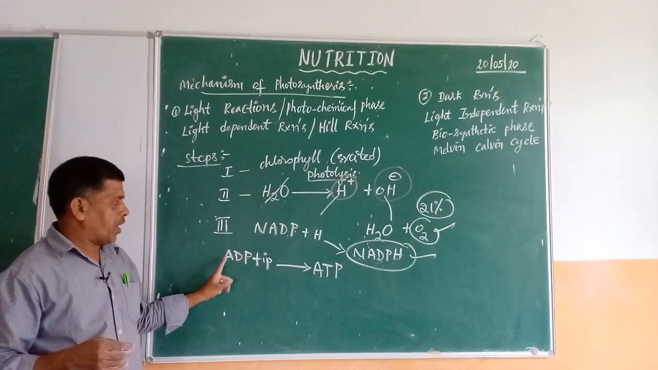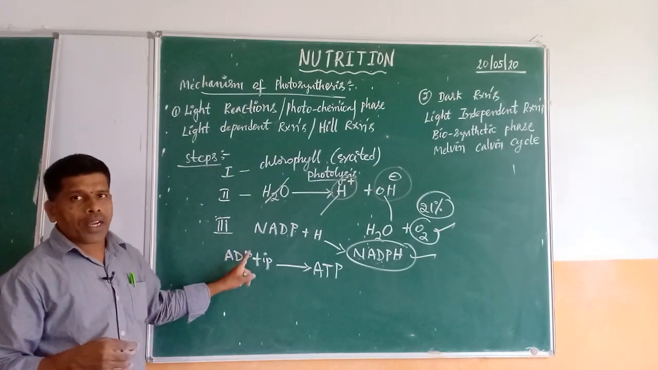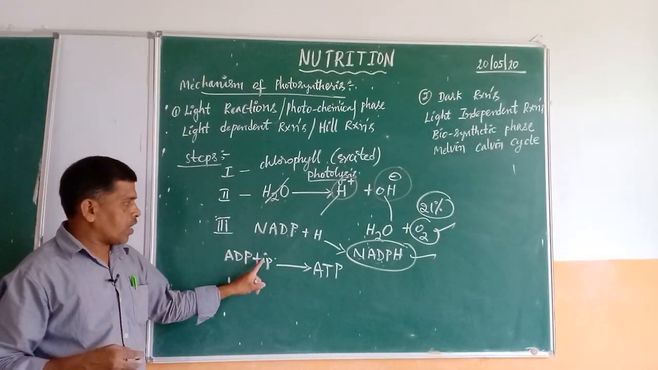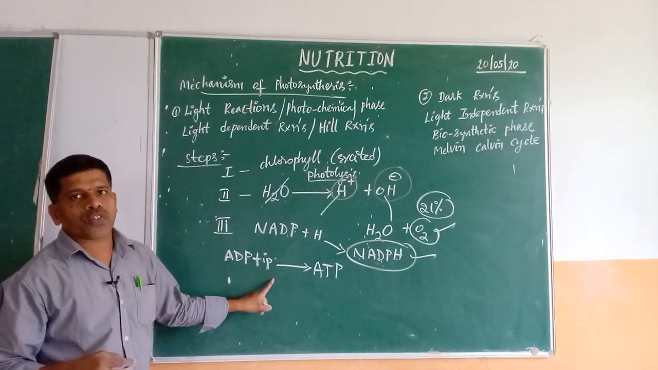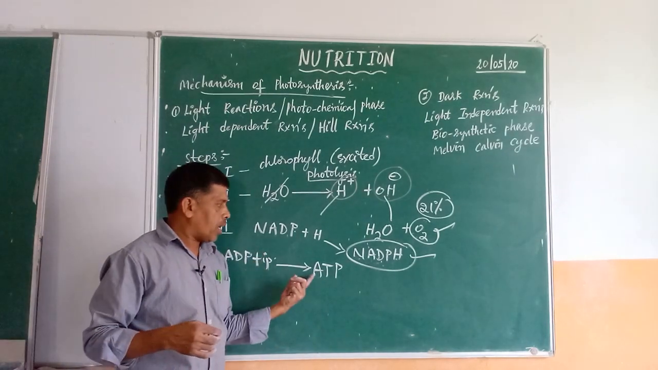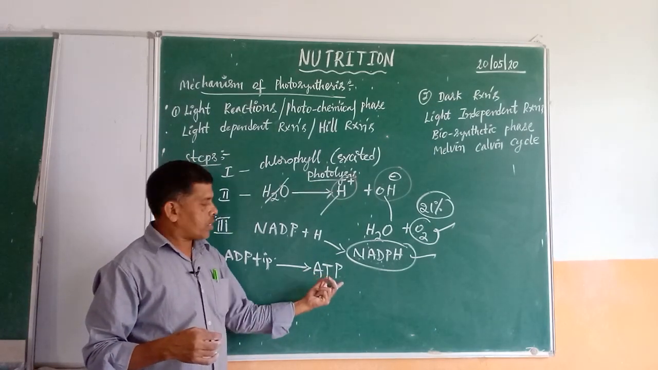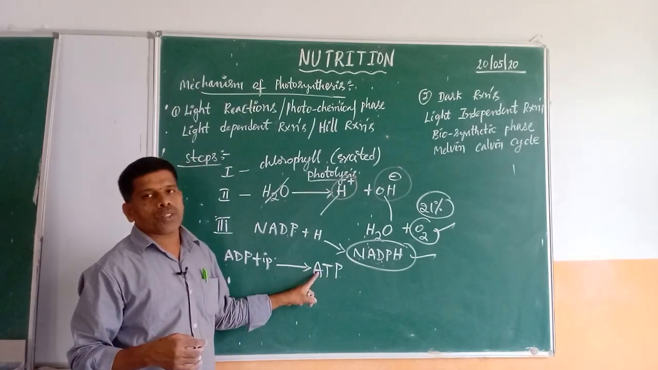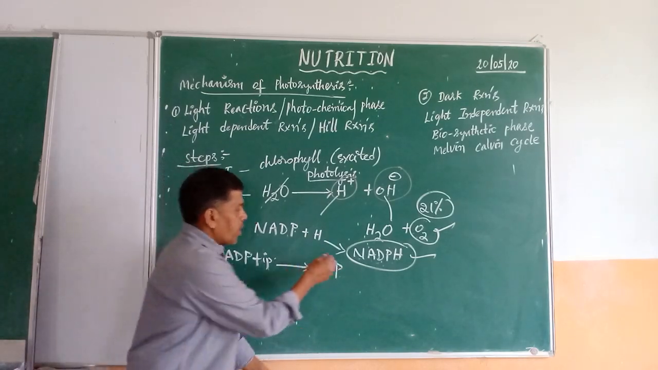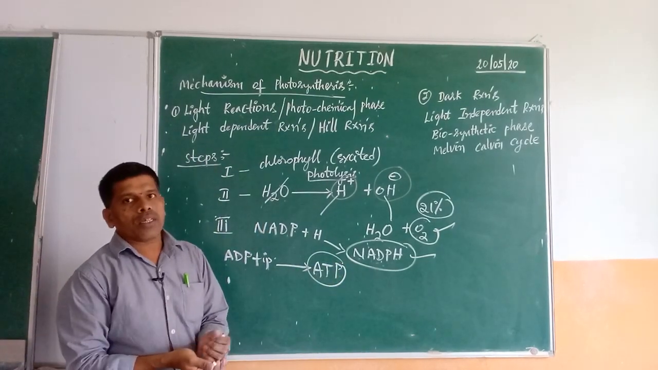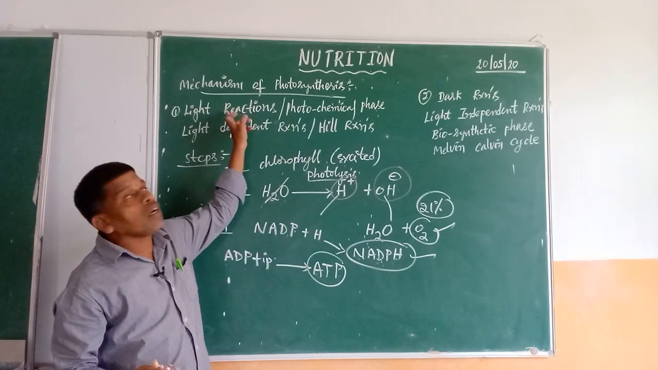Adenosine diphosphate, ADP means adenosine diphosphate. IP, I stands for inorganic, P stands for phosphate. On combination, we are getting adenosine triphosphate, ATP. T stands for tri, P stands for phosphate, A stands for adenosine, adenosine triphosphate. Now this is also one of the most important products produced at the end of the light reactions.